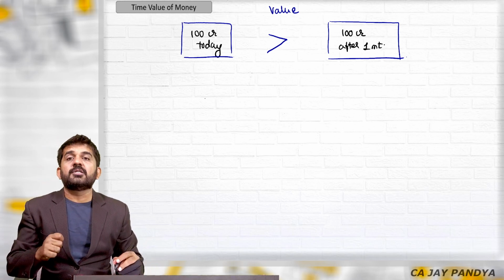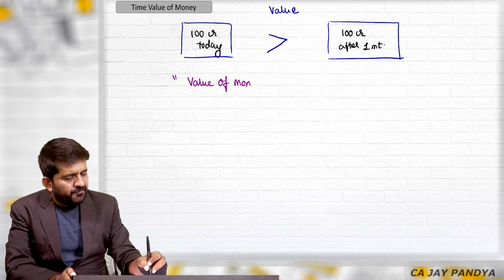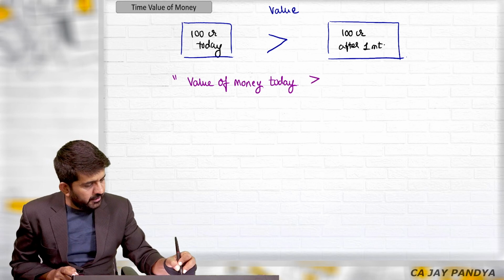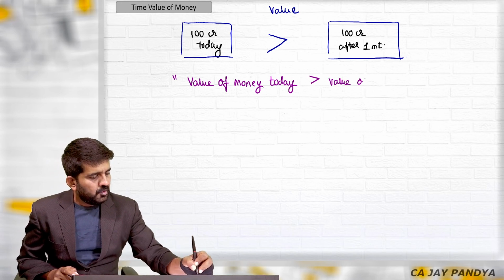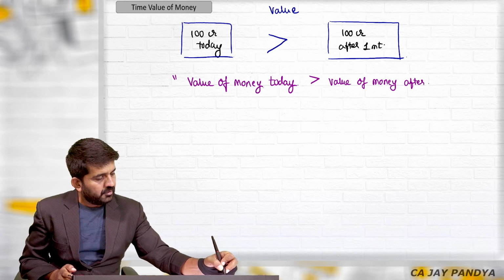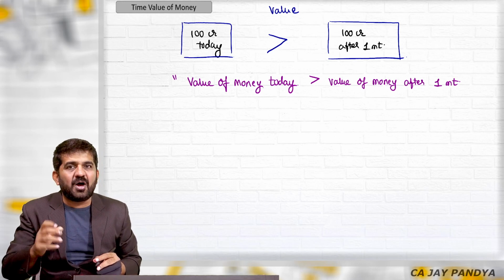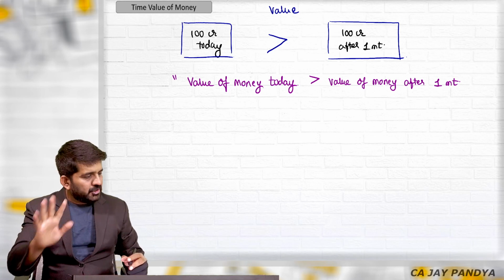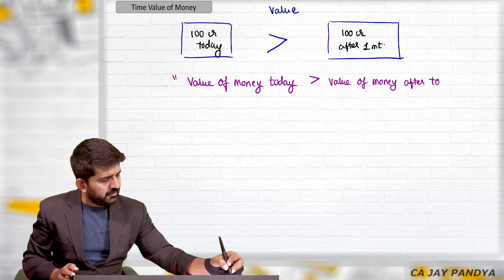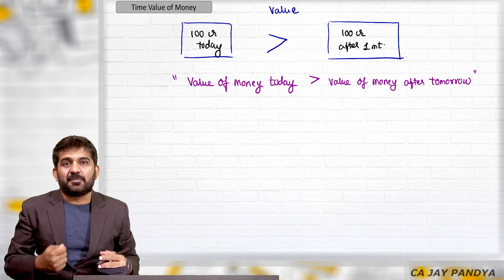So let me write down the concept of time value of money, which is: value of money, even 1 rupee, today is more than value of money after 1 month. The thing which is true after 1 month is true even for tomorrow. So see the concept. Value of money today is more than value of money even tomorrow.